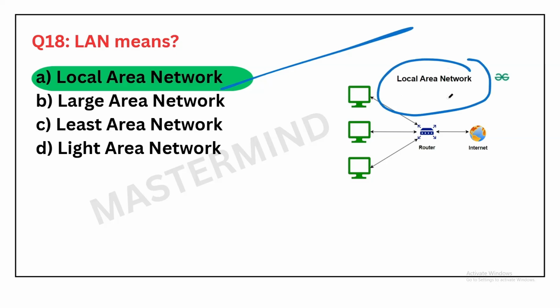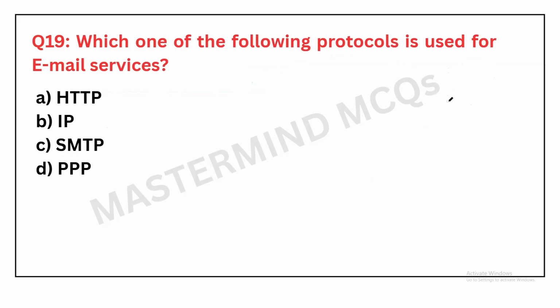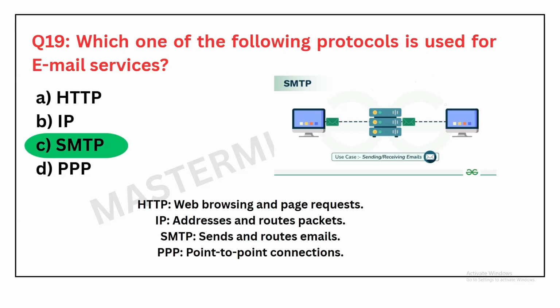Next question. Question number 19. Which one of the following protocols is used for email services? Option A, HTTP. Option B, IP. Option C, SMTP. Option D, PPP. The right answer is SMTP.